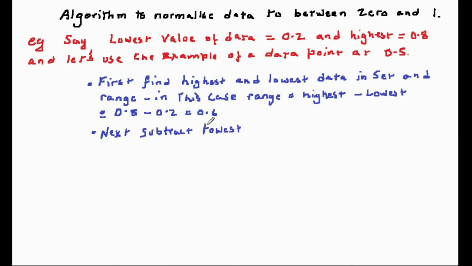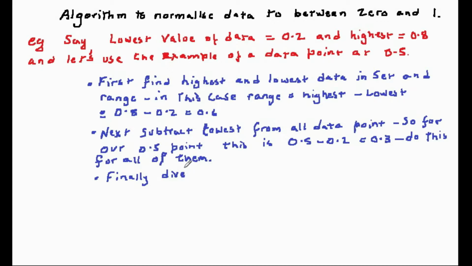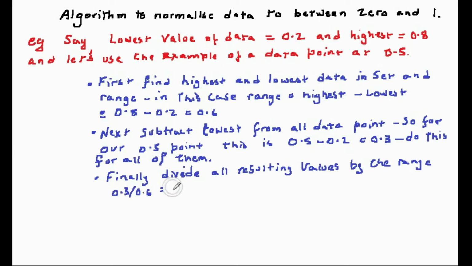Say, for example, we had a pixel of value 0.5, then this would be 0.5 minus 0.2 is equal to 0.3. Do this for all the pixels. Finally, divide all the resulting values by the range which we calculated earlier. In this case, that would be 0.3 divided by 0.6, which would be equal to 0.5.